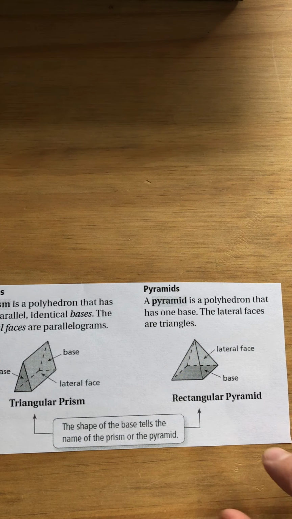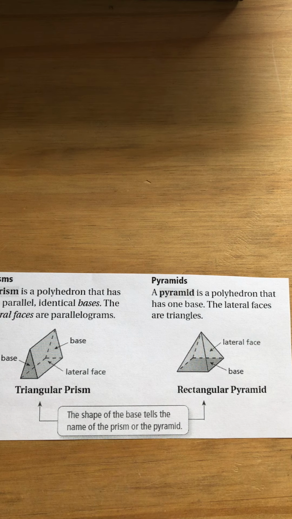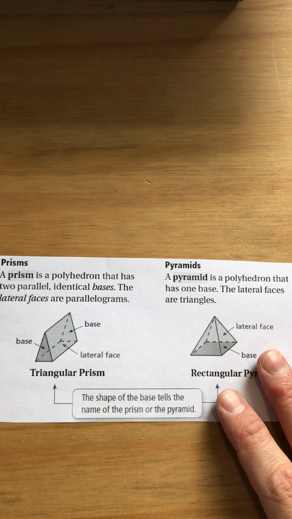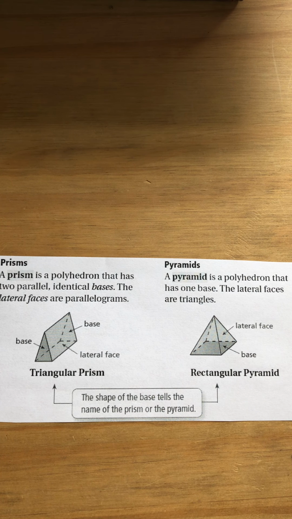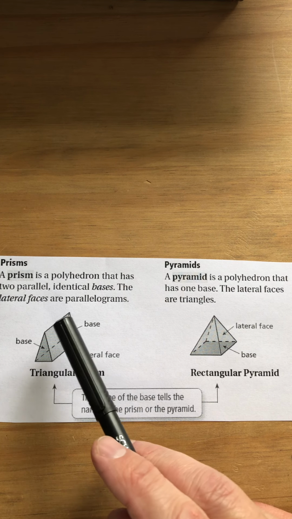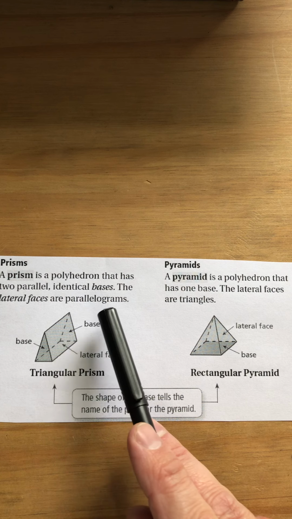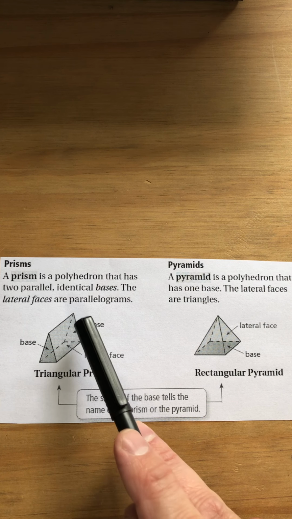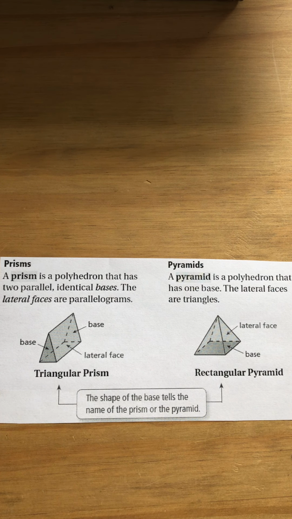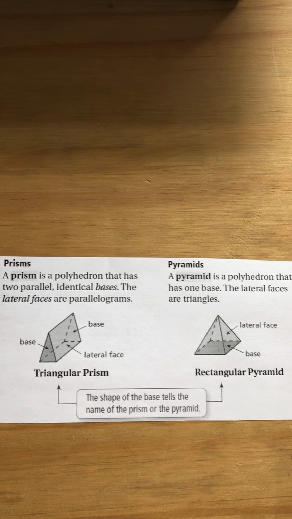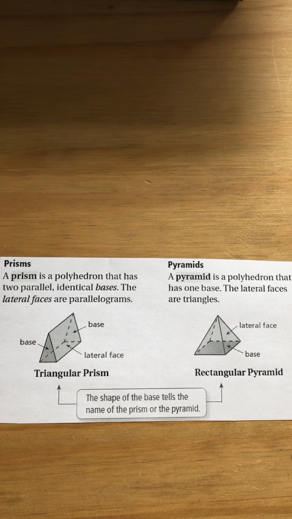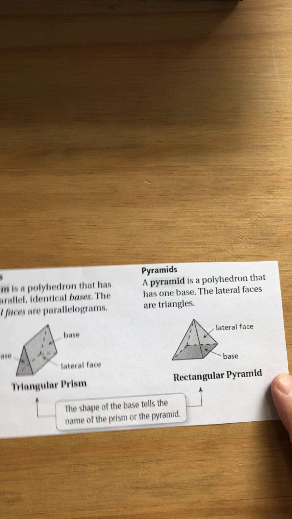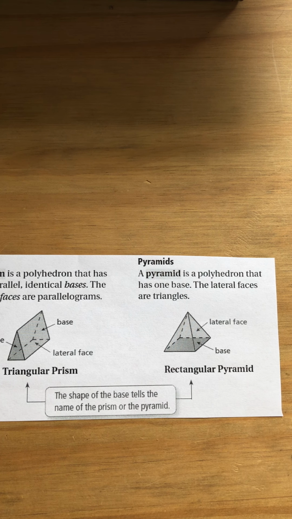So we have a pretty good understanding of what solids are. We're going to go ahead and compare, and I know we did this with the actual models yesterday, but we're going to compare the definitions or descriptions of prisms and pyramids. A prism is a polyhedron that has 2 parallel identical bases. The lateral faces are all parallelograms, and in our cases, our lateral faces will be rectangles, or squares potentially. A pyramid is a polyhedron that has 1 base. The lateral faces are all triangles.